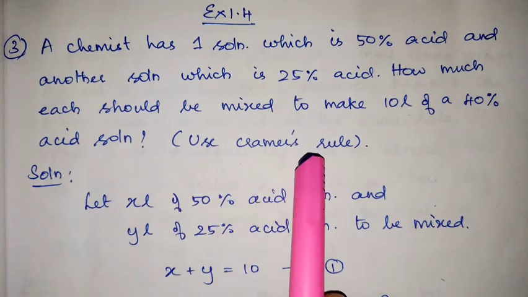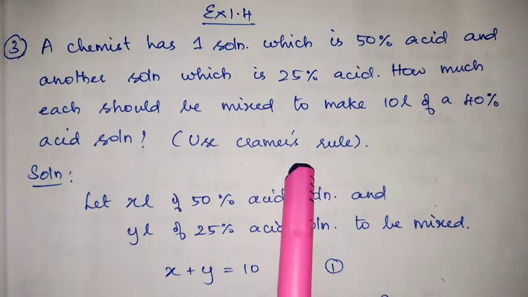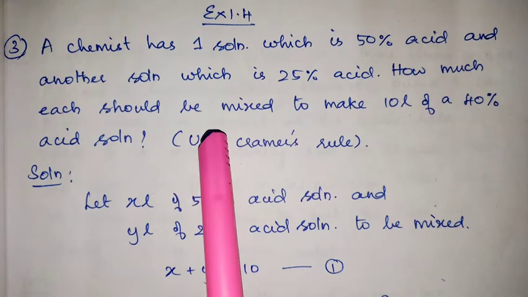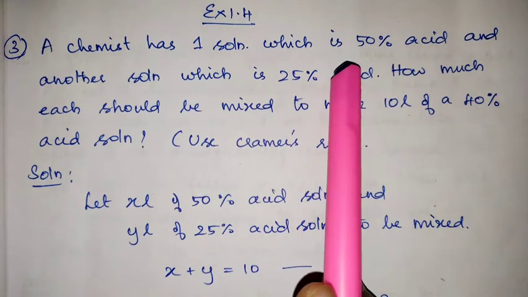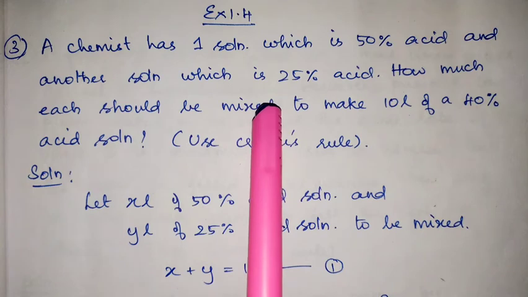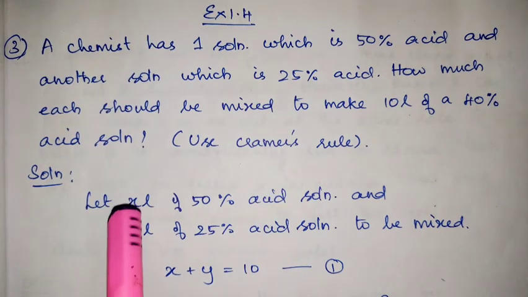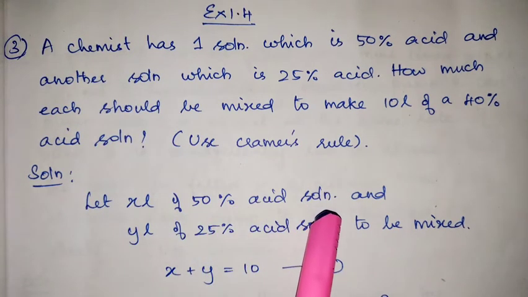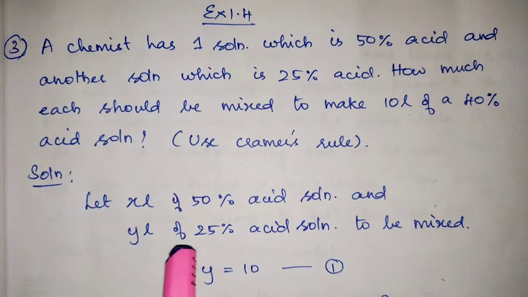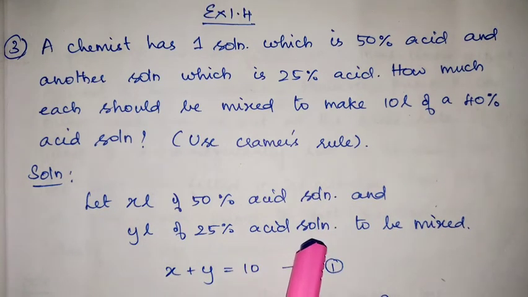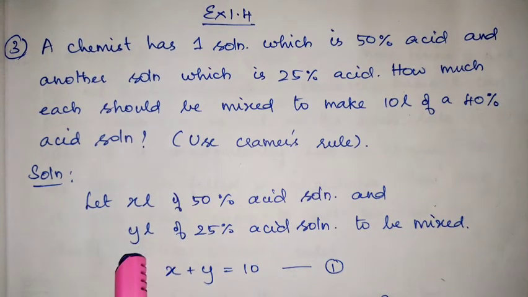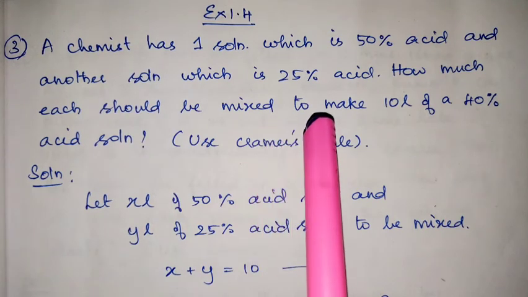First of all, what amount of solution has to be taken from the 50% and from the 25%, that has to be decided. So that is unknown, isn't it? So let x liters, we don't know the value of x which is supposed to be found. Let x liters of 50% acid solution and y liters of 25% acid solution be mixed. Now we have to find x and y. We have to frame two equations using the given information.